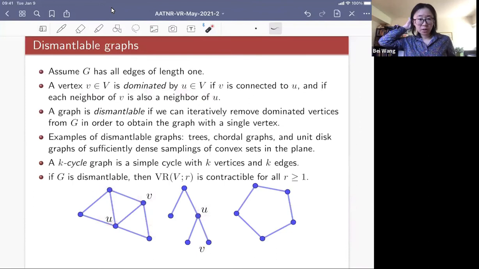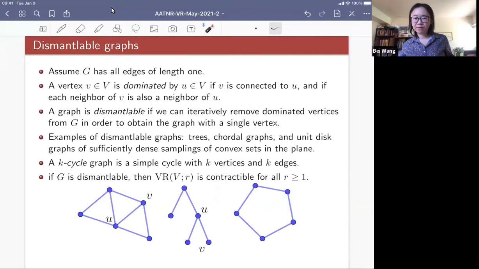So there is a family of those, including trees, chordal graphs, and also unit disk graphs from points sampled densely enough from convex sets. And of course, a k-cycle graph is just a cycle with k vertices and k edges. If this graph is dismantlable, then the Vietoris-Rips complex is contractible. So if you have contractible pieces glued with those k-cycle graphs, you can quantify the topological profile of it.